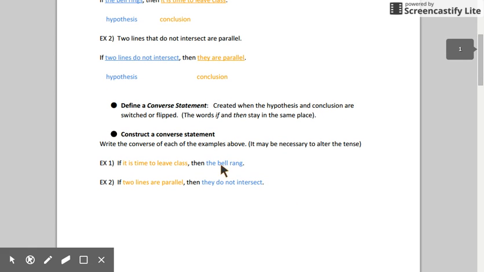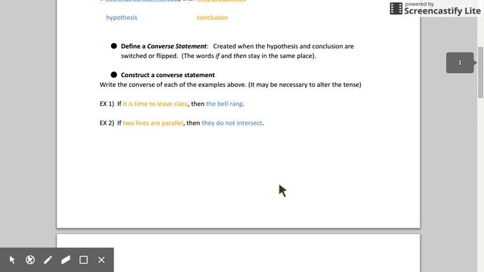As long as the main hypothesis is in there and the main conclusion is in there. That second example, if two lines do not intersect, then they are parallel. So we're going to swap the orange with the blue. If two lines are parallel, then they do not intersect. That's the converse statement.